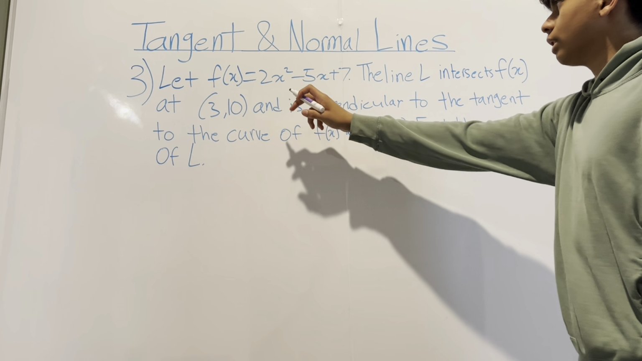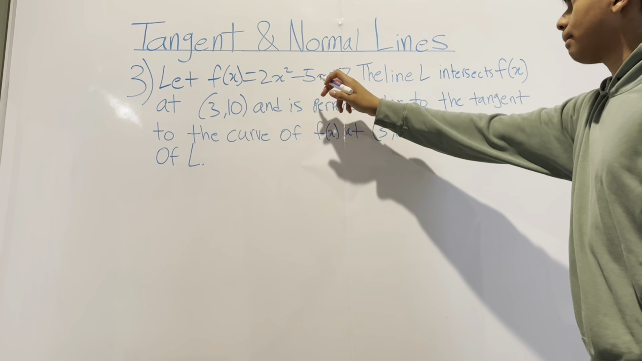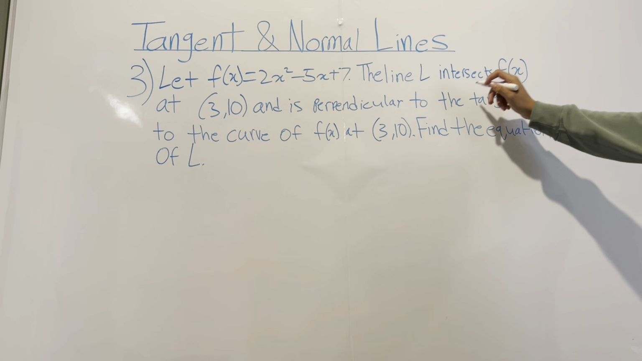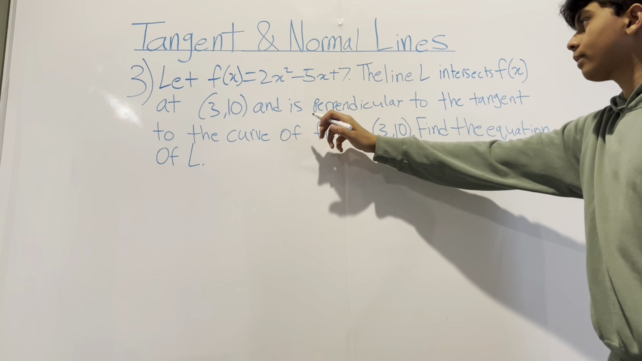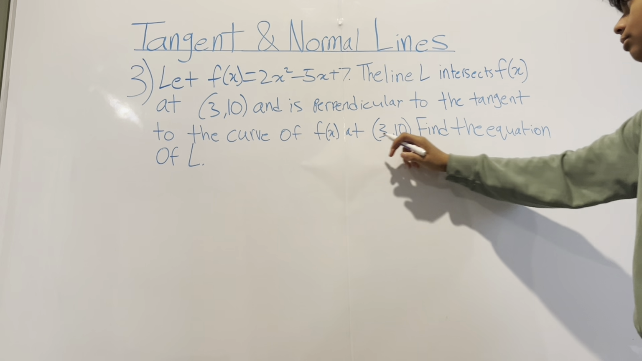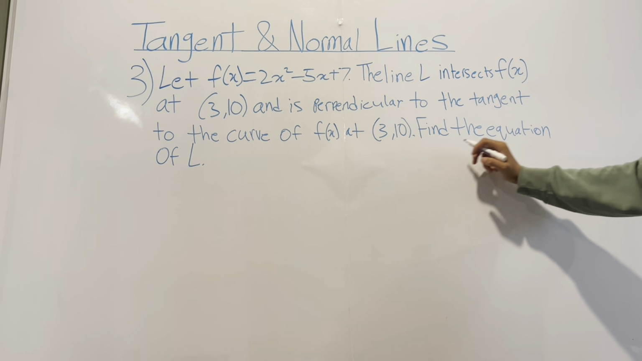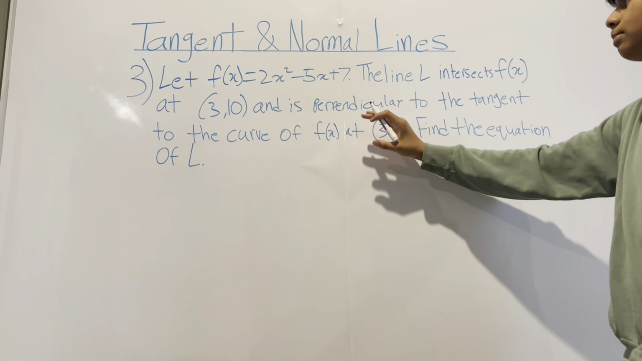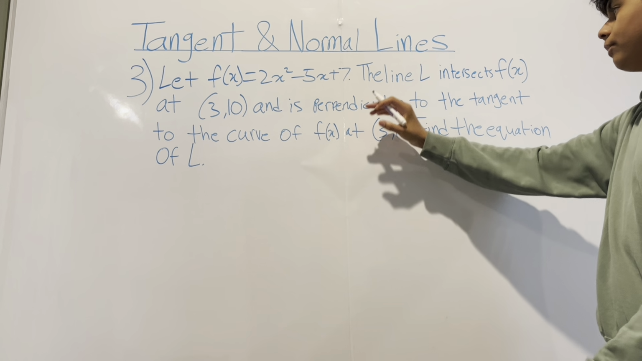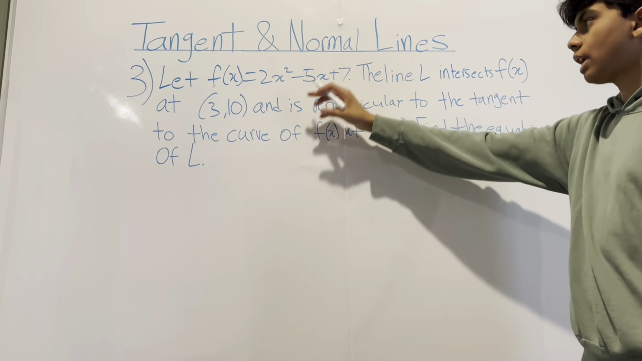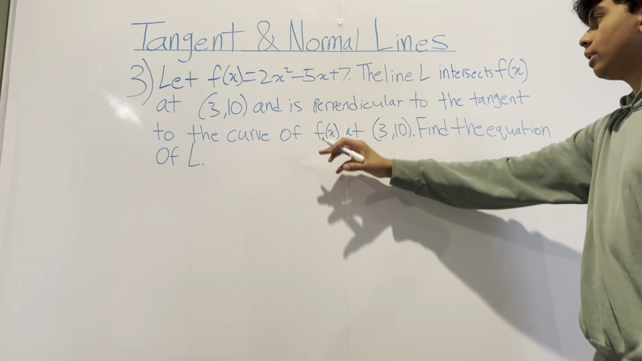Question 3, we have: let f of x equals 2x squared minus 5x plus 7, and the line L intersects f of x at (3, 10) and is perpendicular to the tangent to the curve of f of x at (3, 10). Find the equation of L. So this might look a little complicated at first glance, but if you really break this down, it is saying find the normal line to this function at (3, 10), which is really simple.